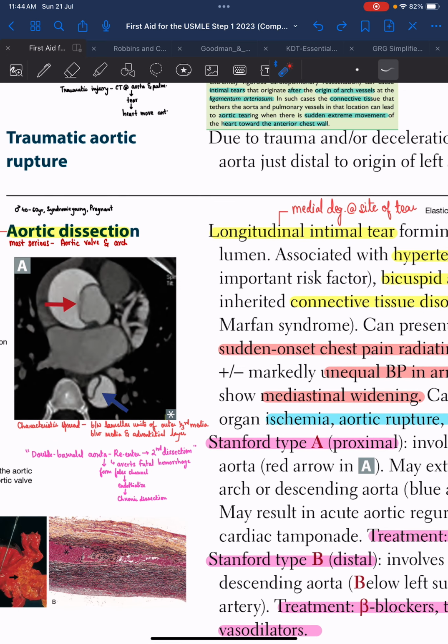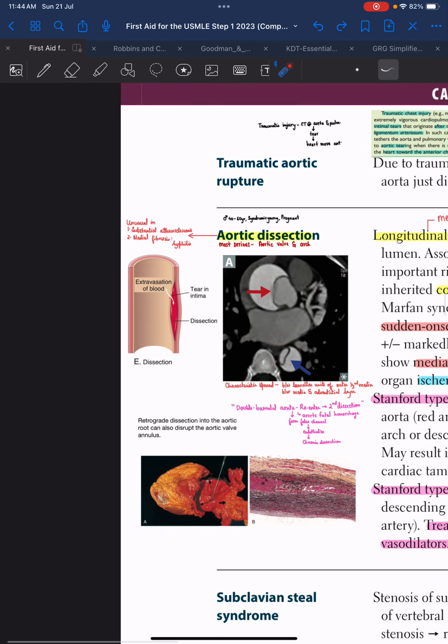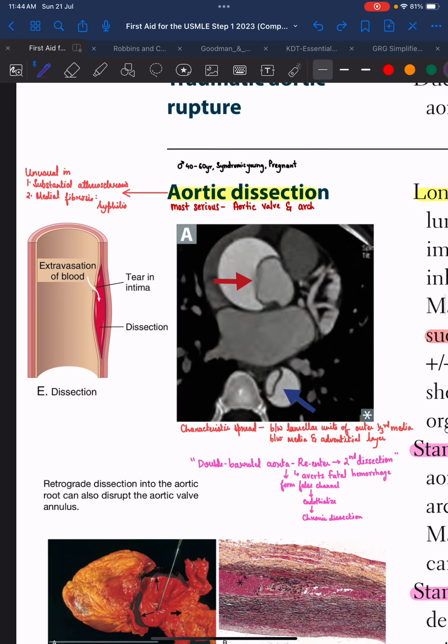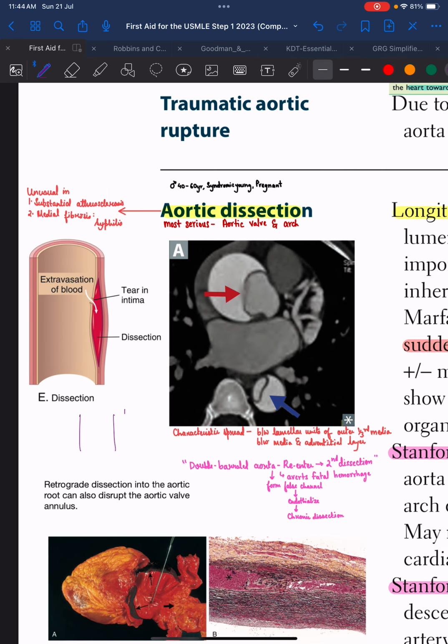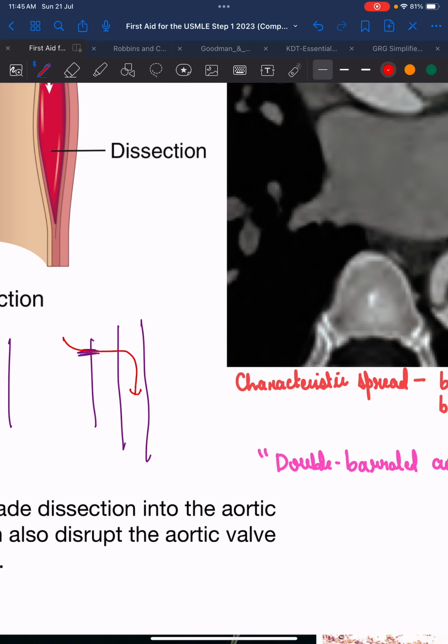Okay, there is something known as double barrel aorta, which is important to mention over here. Now suppose there is a dissection which has happened over here, and the blood is flowing over here. What if this blood flowing again damages the tunica intima and enters the blood vessel? So basically what is happening, there is this blood vessel, right? This is the lamellar unit of the tunica. There is a tear over here, so the blood is extravasating, it is flowing like this.